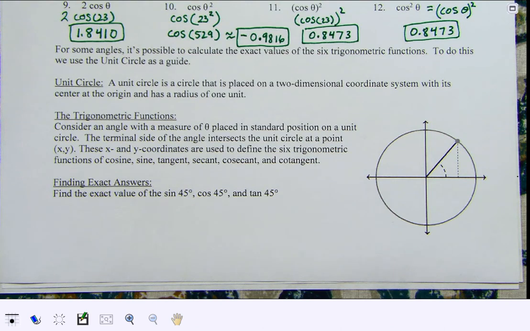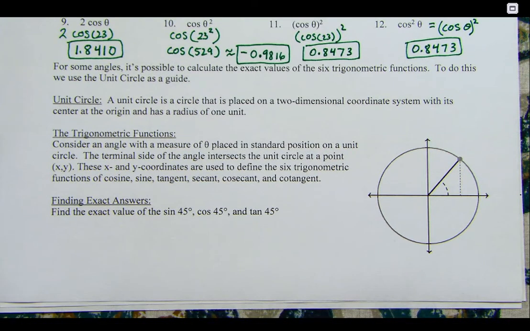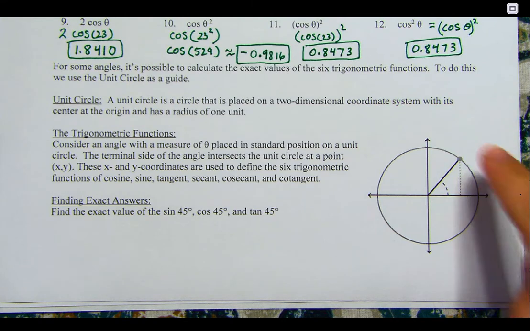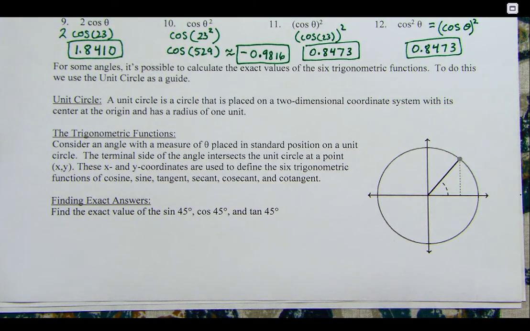All right, in this next section, we are going to talk about how to find exact answers. Okay? And we are going to start talking about our unit circle. So a unit circle is a circle that is placed on our graph, on a two-dimensional coordinate system, with the center at the origin, at 0, 0, and the radius is going to be 1. Okay, so here I have an example of that unit circle.